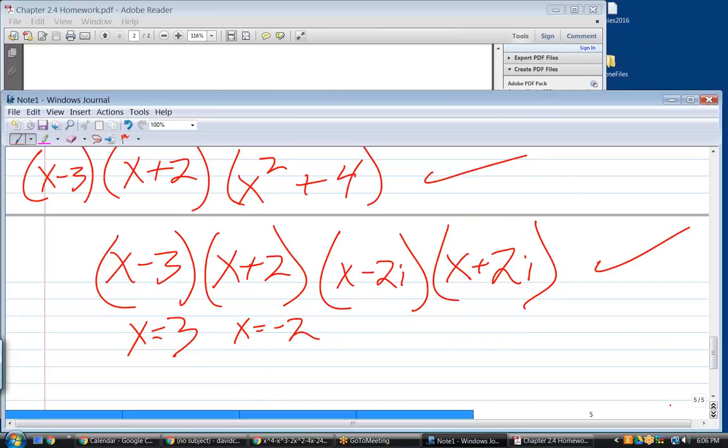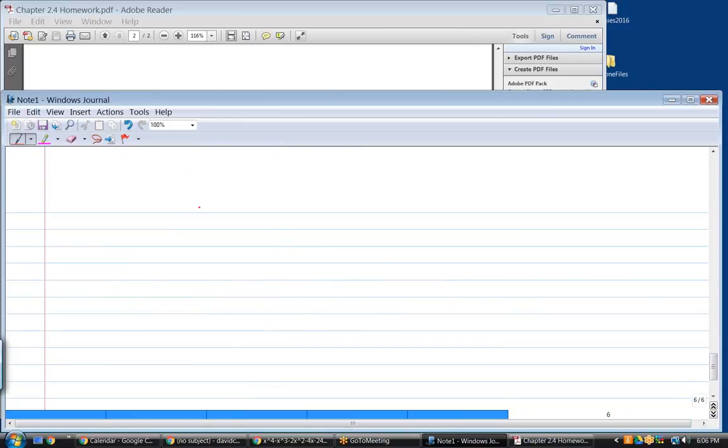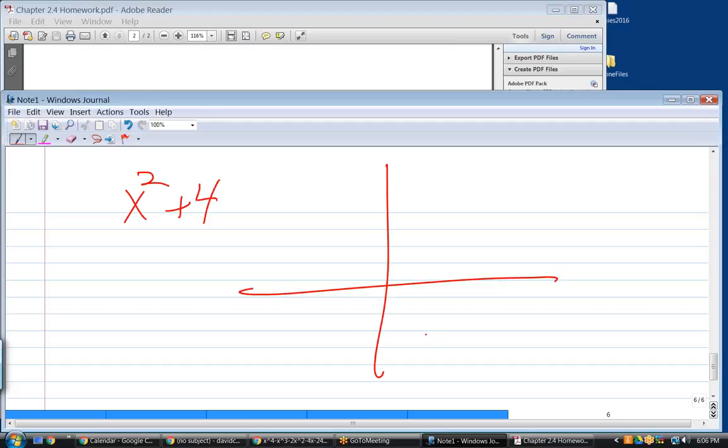In the same way that if I gave you the quadratic, x squared plus 4, and said, where are the zeros of that? You'd draw a parabola, but you'd shift it up by 4, right? And it would look like that. Notice that does not cross the x-axis, and it has no zeros. If I set that equal to 0 and try to solve it, I get an imaginary solution.